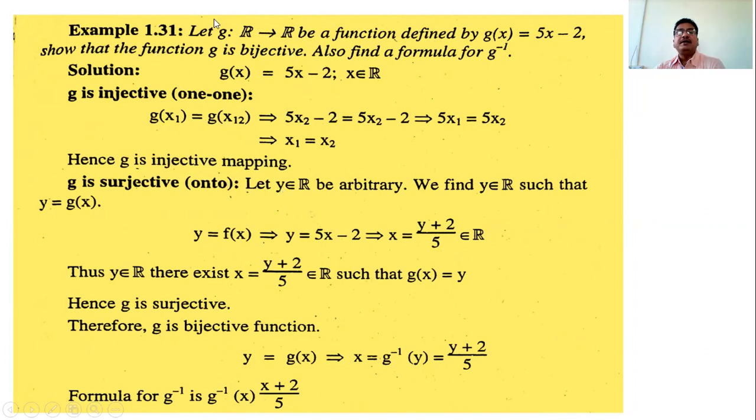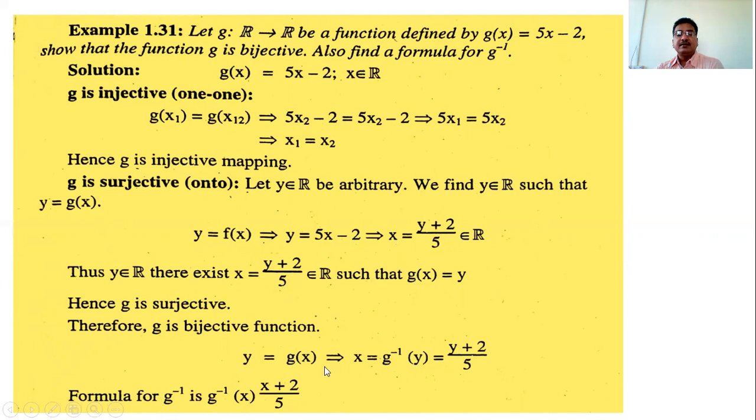Let y be an arbitrary element from this set R, and then we have to find the pre-image. Let x be the pre-image of this y under g, that is g(x) is equal to y. Then y is equal to g(x), and what is g(x)? 5x minus 2. Then find x as (y plus 2) by 5.